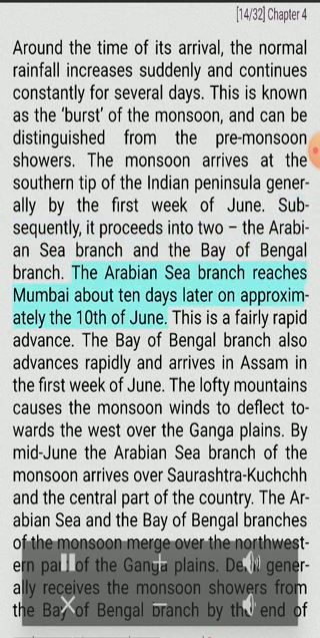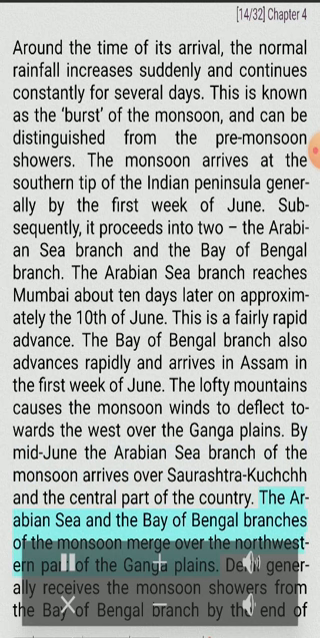The Arabian Sea branch reaches Mumbai about 10 days later, on approximately the 10th of June. This is a fairly rapid advance. The Bay of Bengal branch also advances rapidly and arrives in Assam in the first week of June. The lofty mountains cause the monsoon winds to deflect towards the west over the Ganga plains. By mid-June, the Arabian Sea branch of the monsoon arrives over Saurashtra, Kutch, and the central part of the country.